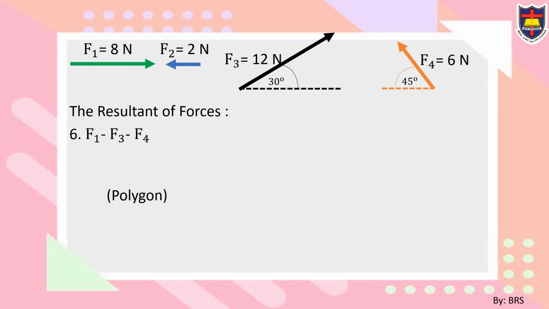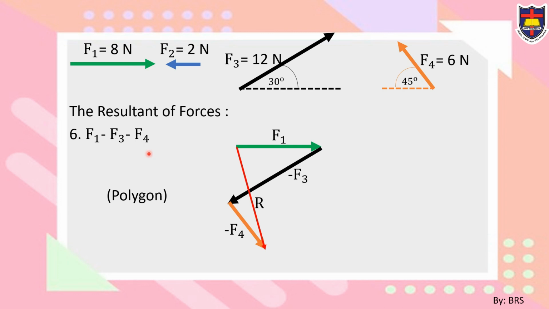Next, the resultant of forces F1 minus F3 minus F4 by polygon method. First, draw the vector of minus F3 12 cm to the bottom, and then vector F1 8 cm to the right with the head of F1 to the tail of minus F3, and then draw minus F4 6 cm to the bottom with the head of minus F3 to the tail of minus F4, and then draw the resultant of forces from the tail of F1 to the head of F4, so the red vector is the resultant.